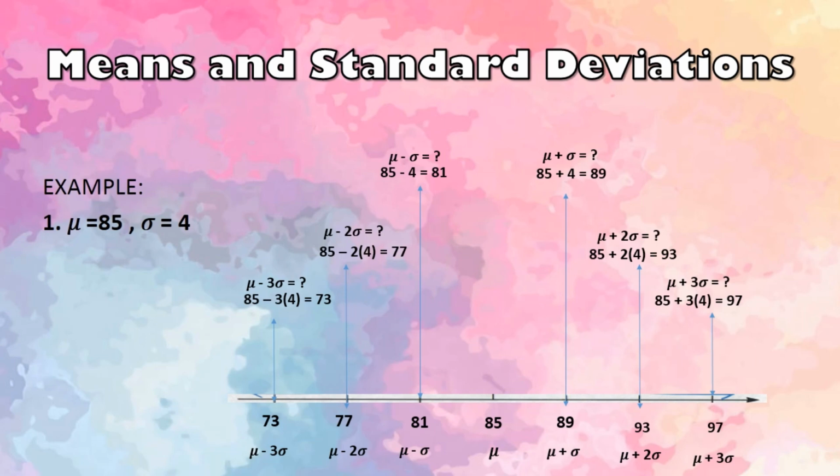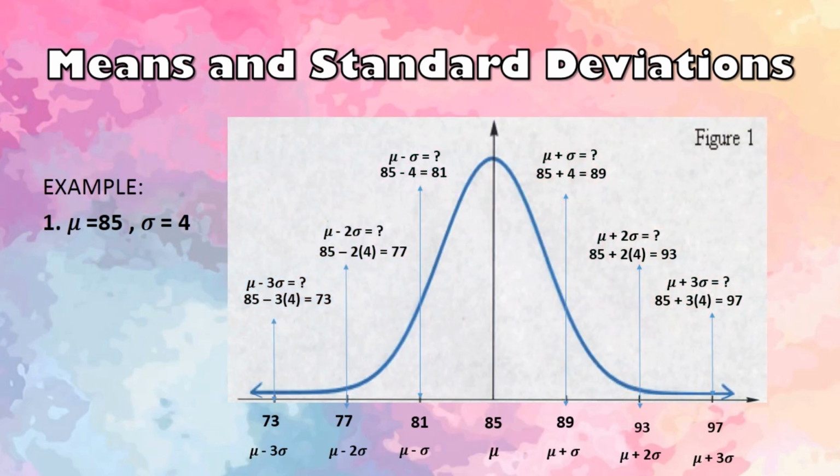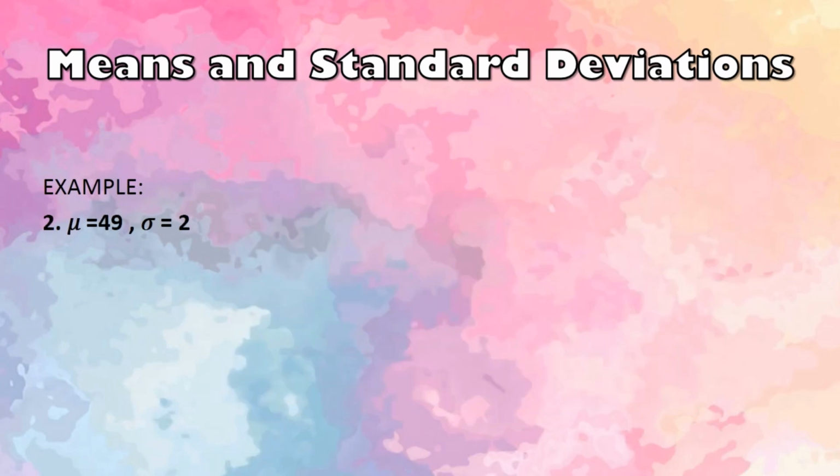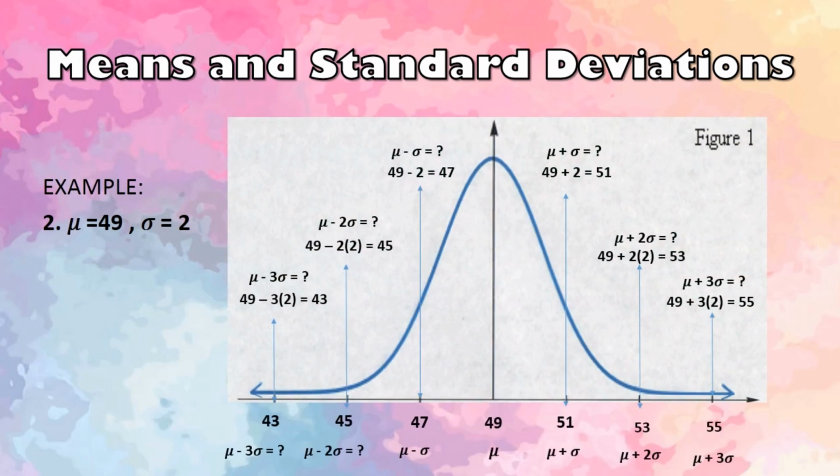Since we have the values on the number line, the fifth and last step is to sketch the normal curve. For example number 2, just apply all the steps used in example number 1. Therefore, we have a normal curve.